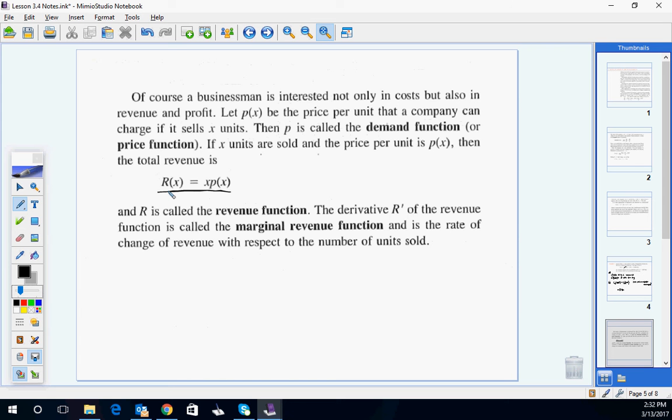R prime of the function is called the marginal revenue function. So the derivative of your revenue function is called the marginal revenue function. Your cost function, the derivative of that was marginal cost. Derivative of revenue is your marginal revenue. What do you see might happen here? What type of rule do you think could come into play when you're doing marginal revenue? Yeah, potentially the product rule, right? Because you have X times P of X, a product of two things. Maybe not. Might multiply in and be okay, but just something to think about.